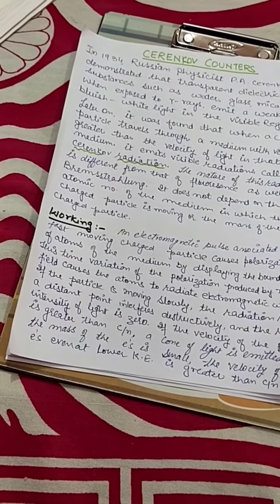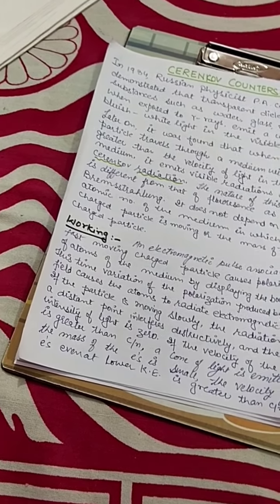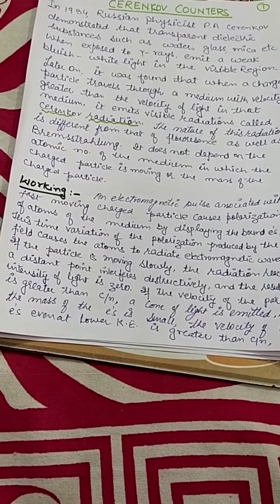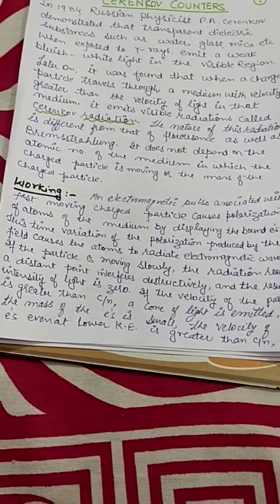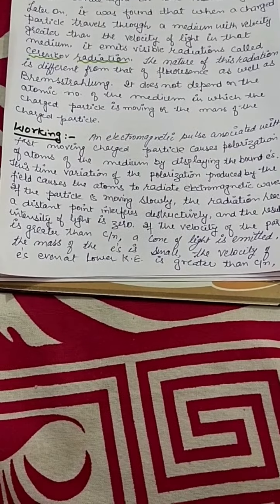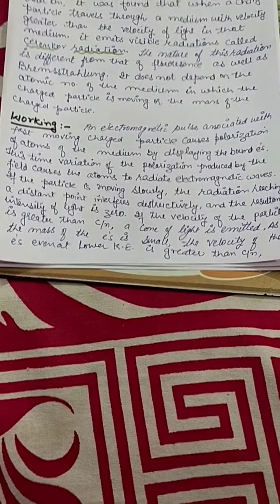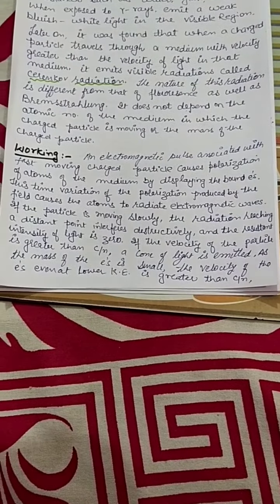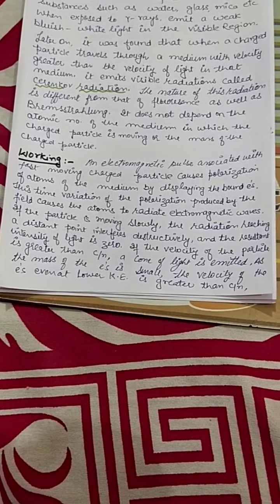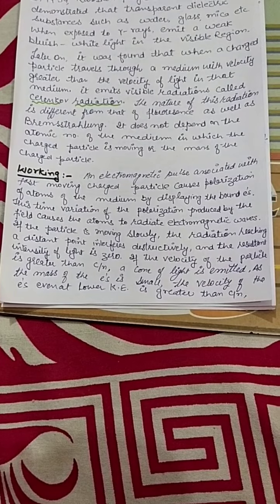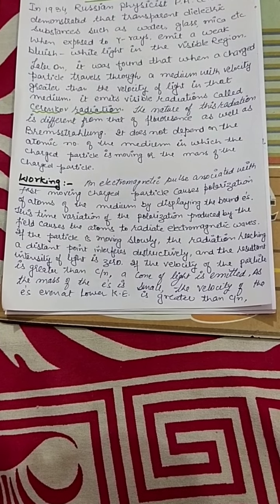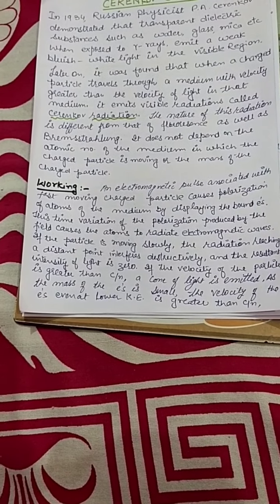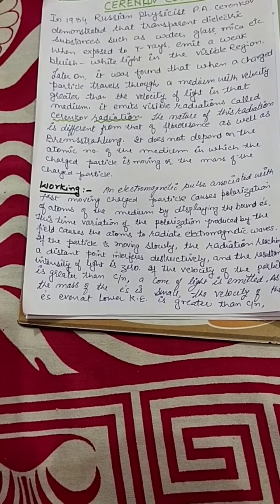An electromagnetic pulse associated with a fast moving charged particle causes polarization of the atoms of the medium by displacing the bound electrons. This time variation of the polarization produced by the field causes the atoms to radiate electromagnetic waves. If the particle is moving slowly, the radiation reaching a distant point interferes destructively and the resultant intensity of the light will be zero. If the velocity of the particle is greater than c upon n, a cone of light is emitted.